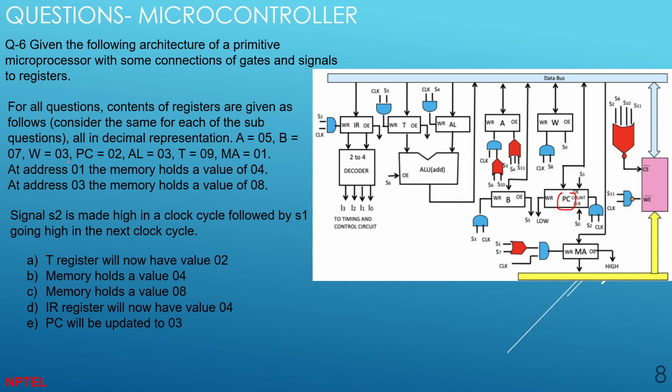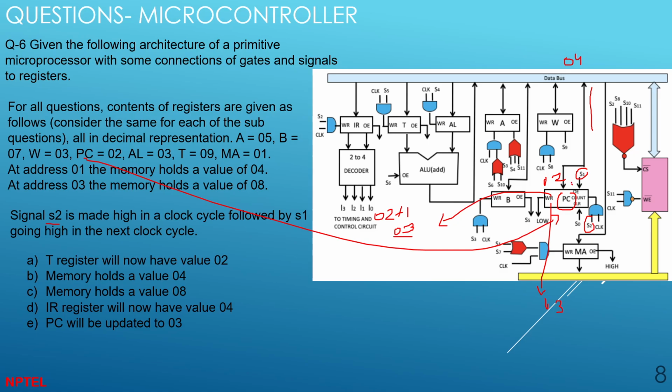If you see PC, initially it holds a value of 02. So when S2 goes high, PC has 02, not 04. Write is always low, so no value can be written here. We can't write any value, so PC is 02 initially. S2 is high, which means its value increases to 02 plus 1, which is 03, not 05. So now PC holds a value of 03. That's what I'm saying, not 05. Now what happened? S1 goes high, which means that it will output the data.